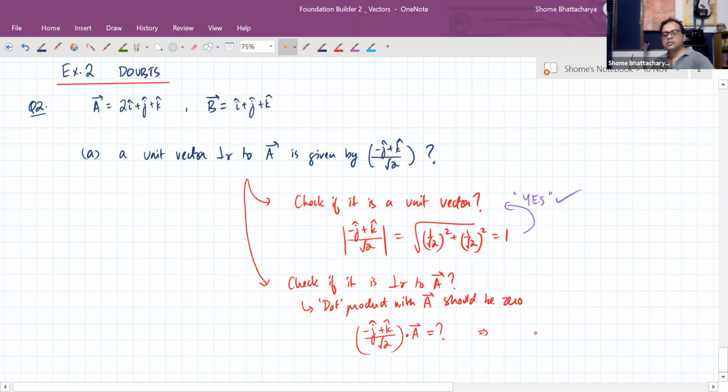Okay. So that is minus 1 by root 2 plus 1 by root 2. So that is 0. So that is saying that yes, it is also correct. So both the statements are correct. So therefore, statement A is true.